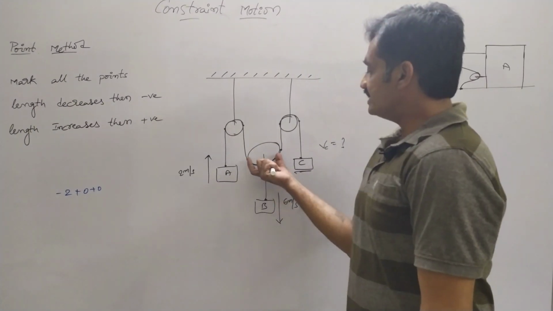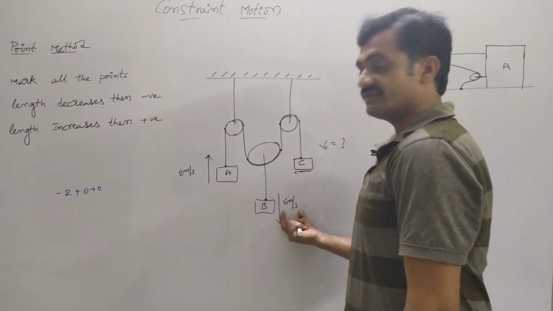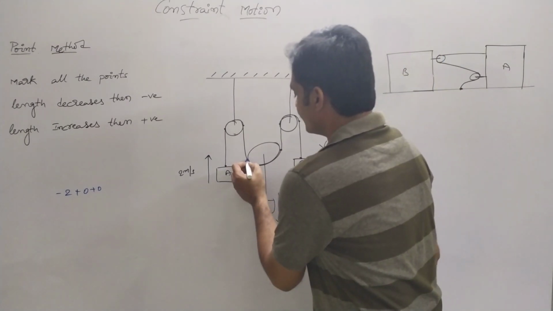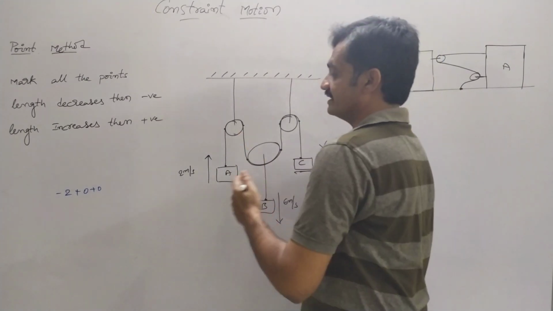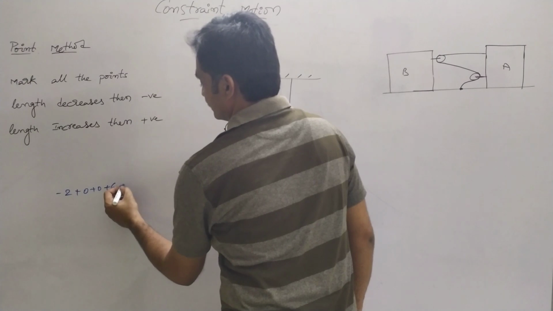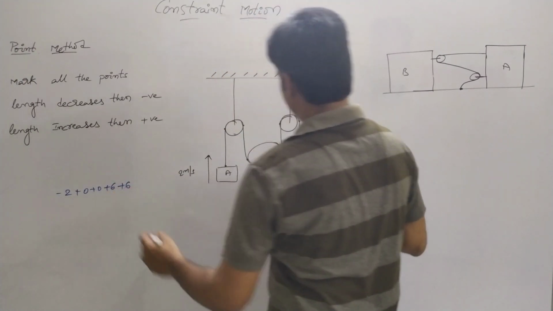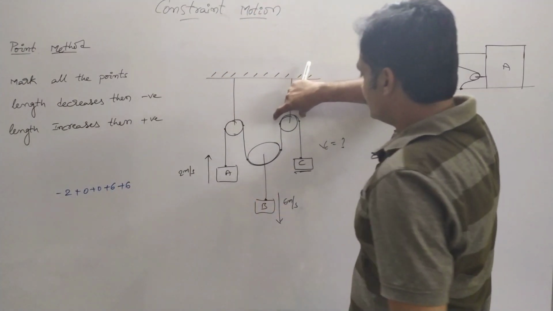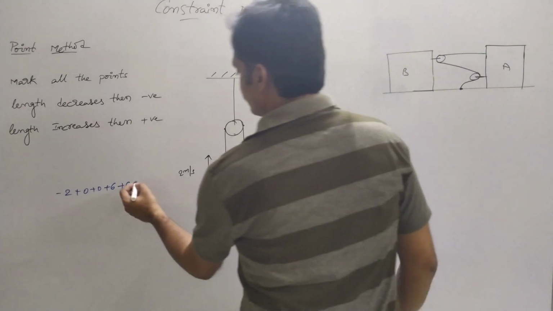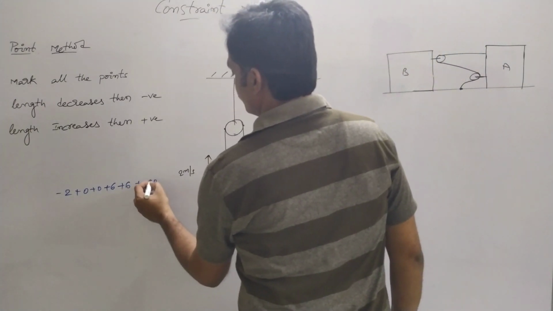Next, observe that this pulley is moving in the downward direction with a speed of 6 meter per second. For this, observe that this length is increasing, so we represent it with a plus 6 as well as a plus 6. And next, observe that this pulley is constant. So at this point we have velocity as 0 plus 0.